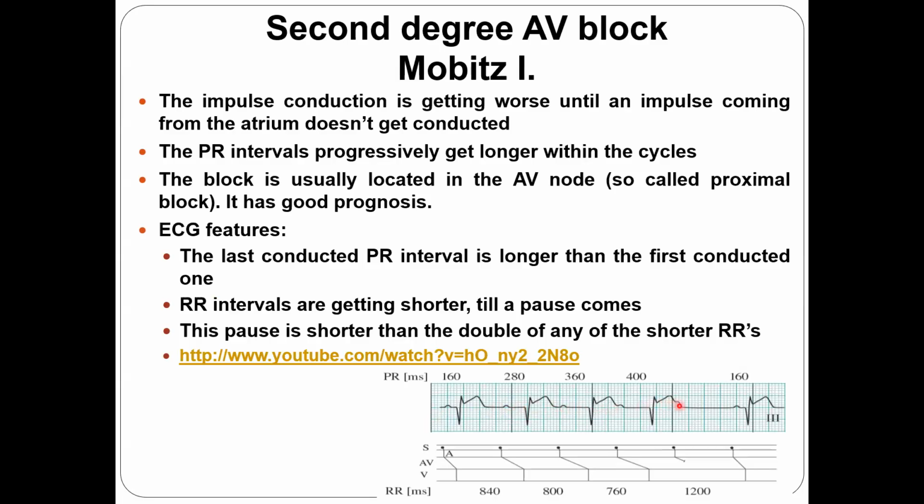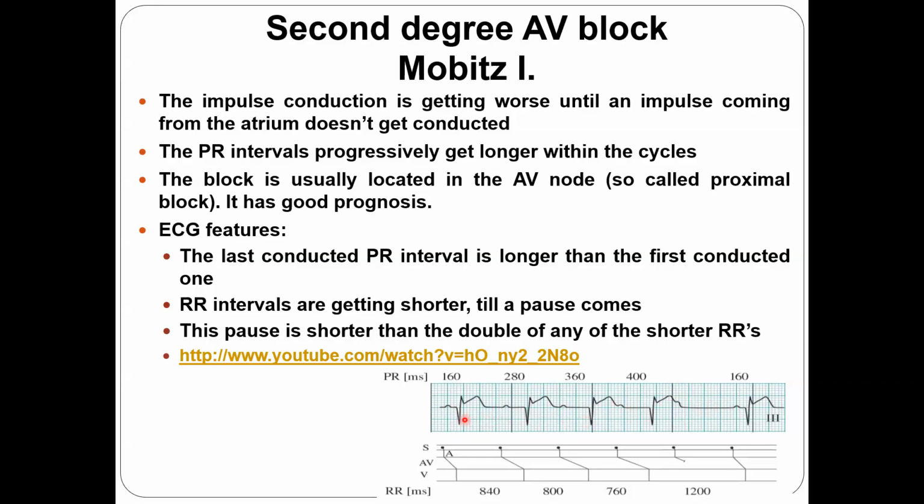Once that reaches a very long PR, the P is almost inside the T wave, and that is a dropped P that is not followed by the QRS complex. Another very important point: not only is the PR getting longer and longer, but as you see here, the RR interval is getting shorter.